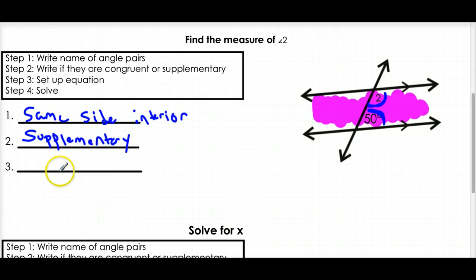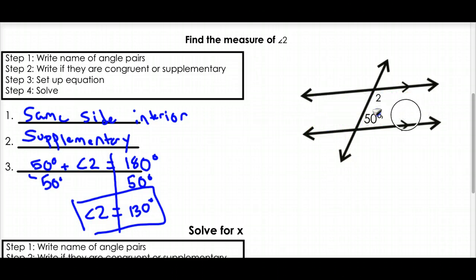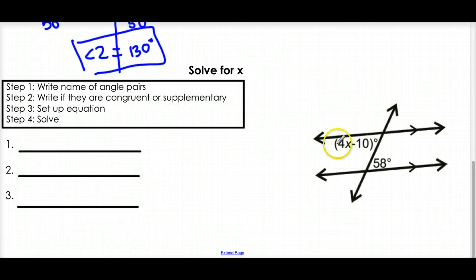So my equation would look something like this. 50 degrees plus angle 2 is going to be equal to 180 degrees. I want to find out what angle 2 is, so I'm going to drop a line down here. I have to subtract 50 from both sides. And I get angle 2 is equal to 130 degrees. Boom. And I always like to see if this stuff makes sense. If angle 2 was 130 degrees, would 130 and 50 be supplementary? Sure thing. That's 180 degrees. Did it right.